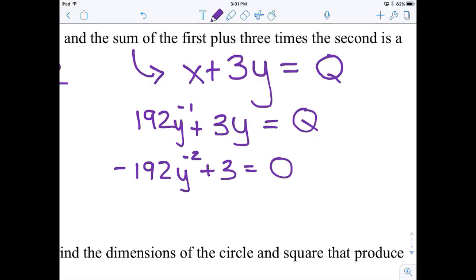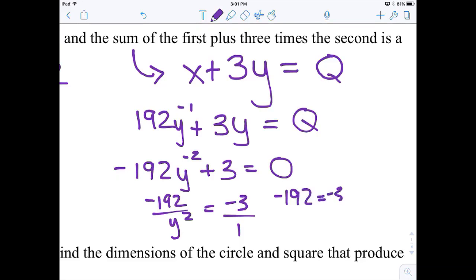And I want to find the min or max of that. So this would be negative 192 over y squared equals negative 3. And we can make that a proportion and cross multiply. So negative 192 equals negative 3y squared. So y would equal the square root of 192 over 3.